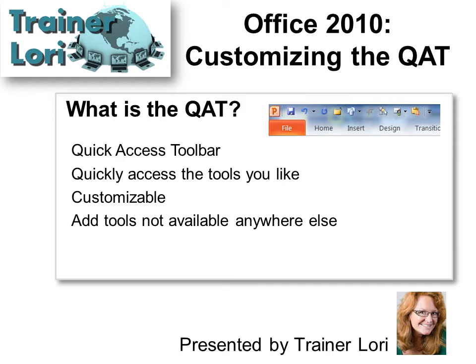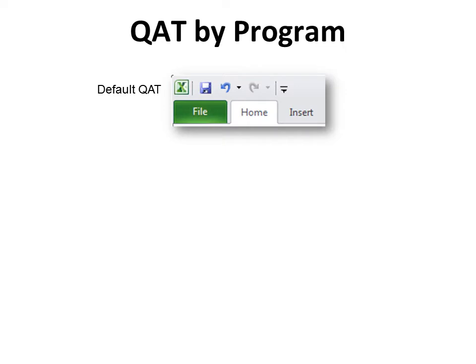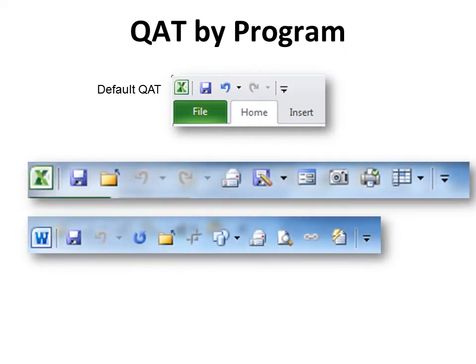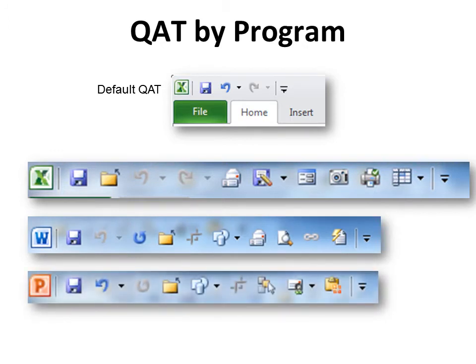So what is the QAT? It's that toolbar that's above the normal ribbon so you can quickly access the tools you like. It is not only customizable, you can add tools that are not available on the ribbon. Every program has different options for the QAT, and so you can see what it looks like in Excel, in Word. These are some of the things that I've added in PowerPoint. You can even do it in Outlook and Access.